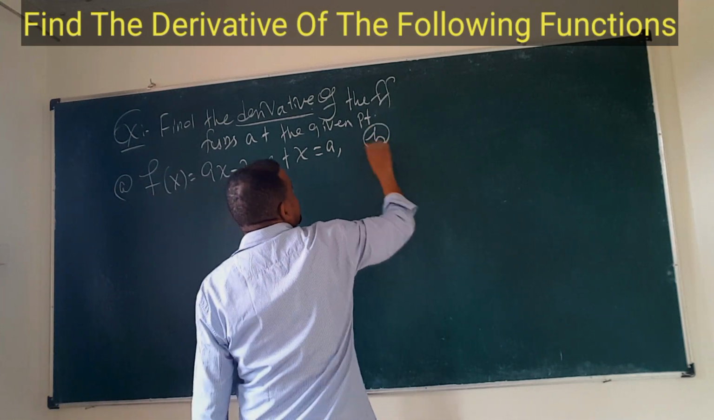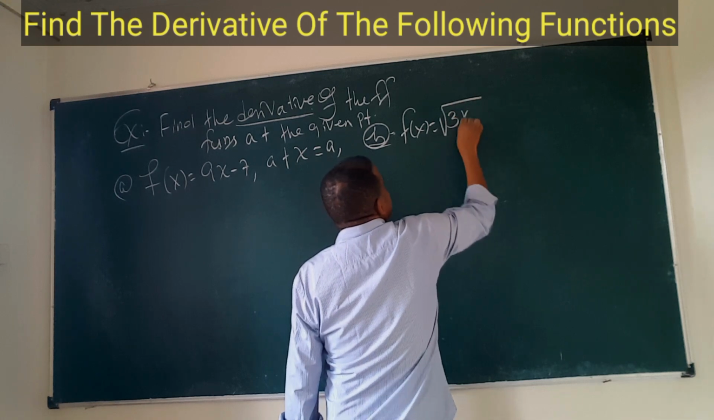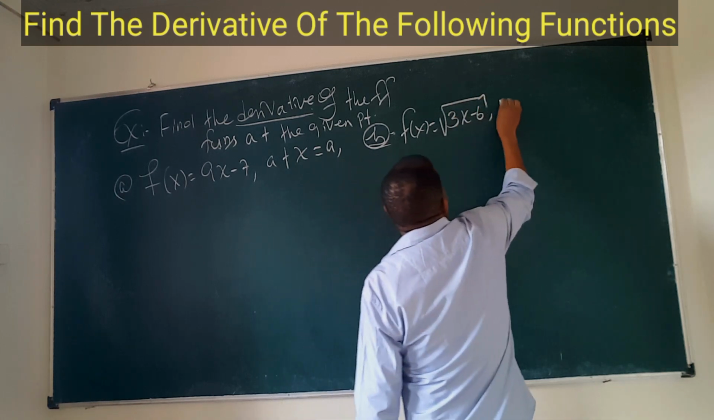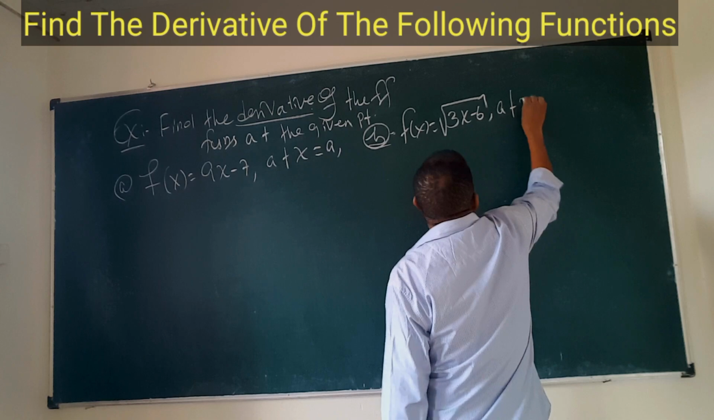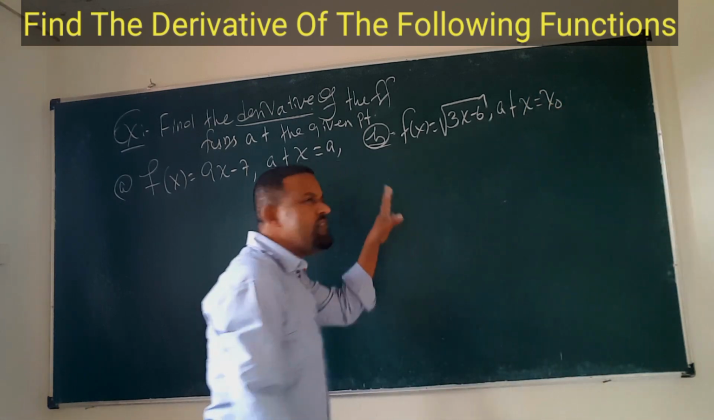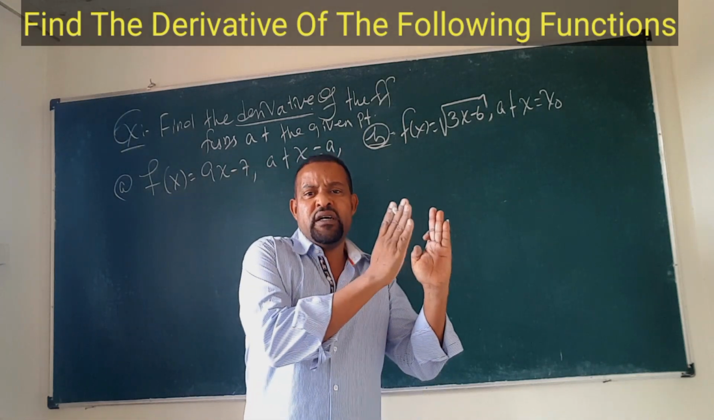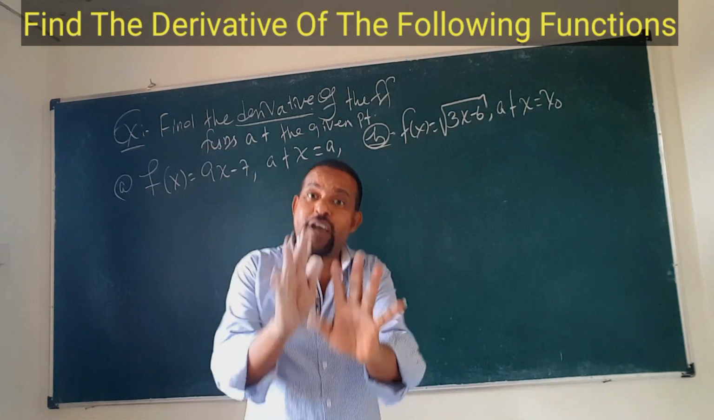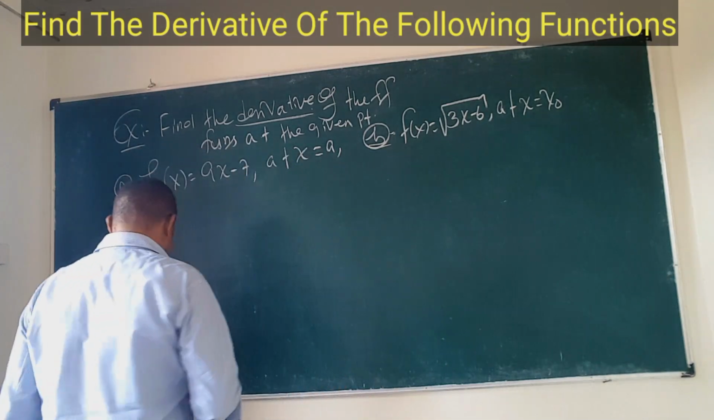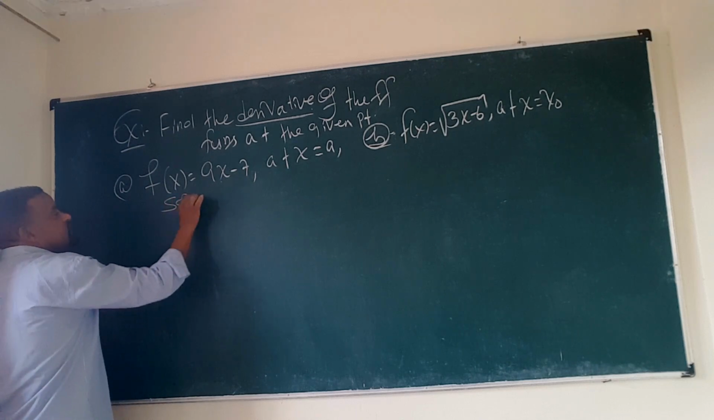Question number B, say for example, f of x is equal to radical of 3x minus 6, say at a point, say x is equal to x not, alright? So this is the instantaneous rate of change of function, but they are examples of derivative. So this one, solution.